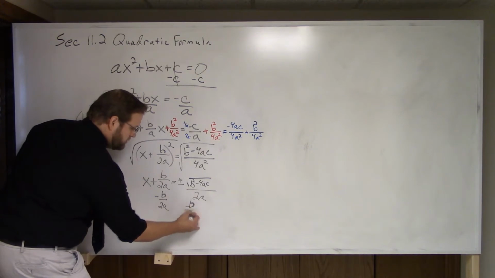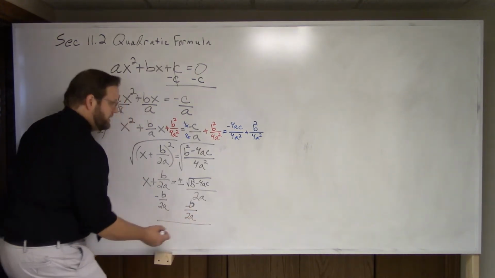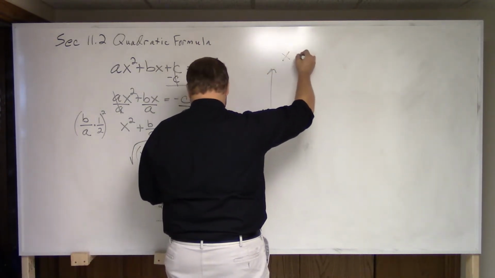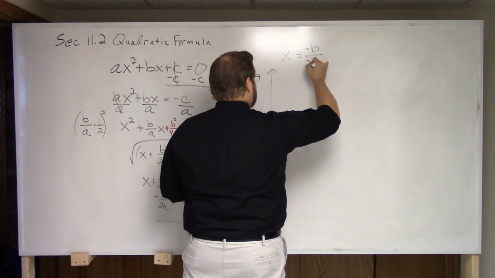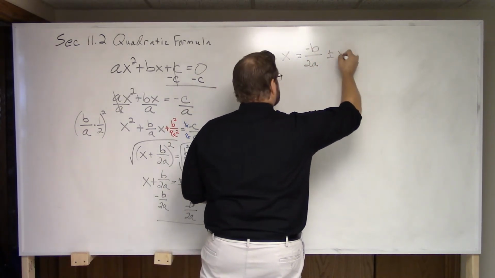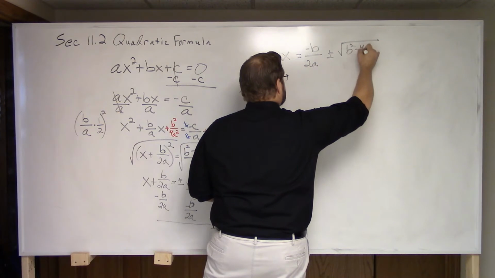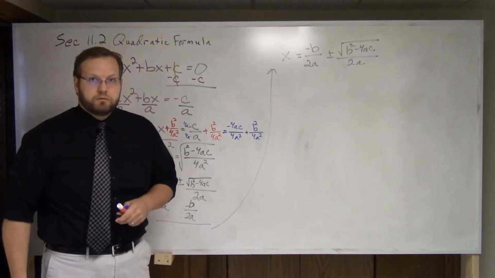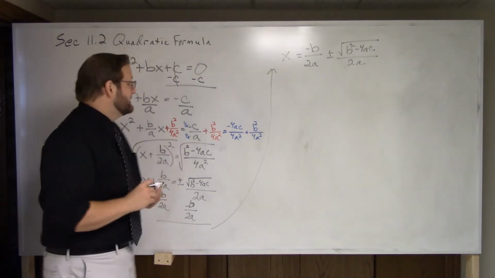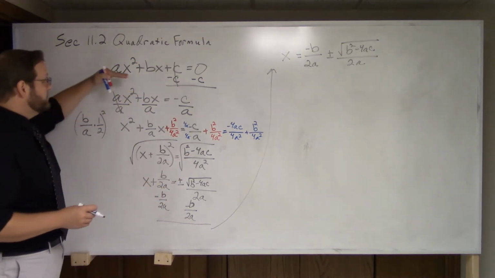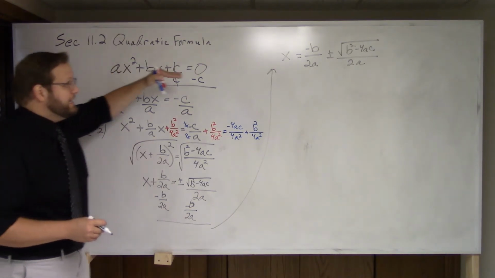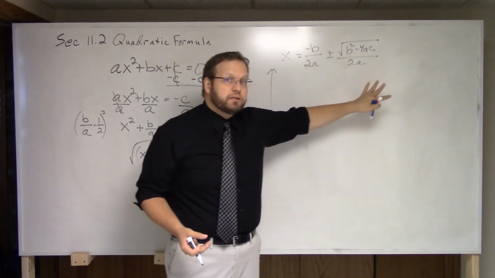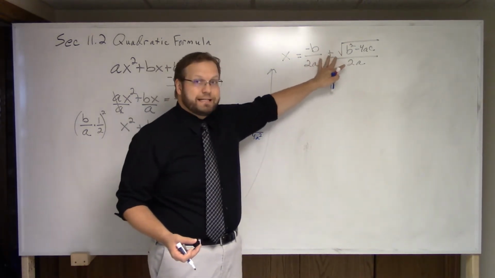Oops. Let me come up here. And I have x equals negative b over 2a plus or minus square root of b squared minus 4ac all over 2a. Okay? Now what I did is I completed the square on this general quadratic. If I can keep that pattern, which I would call a formula, then I don't have to complete the square ever again technically because I already did it once.